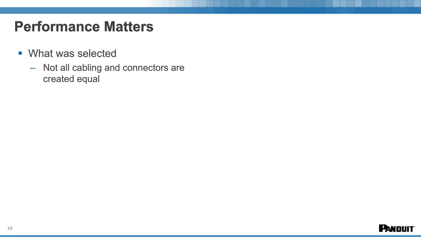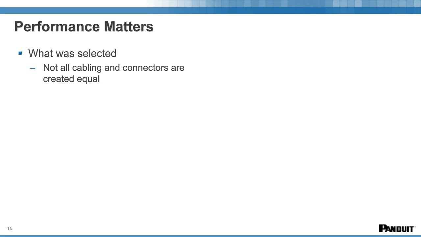So just a clarification point about performance matters. When that original cabling plant was installed, what was originally selected? Not all cabling and connectors are created equal. This is certainly evidence for why you'd like performance levels being above standard compliant, because that margin that was available when the cable was initially installed could pay dividends and reduce the risk assessment that needs to be done when you move through these other categories.